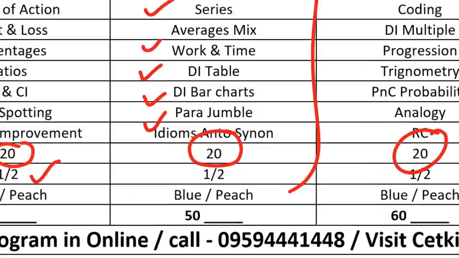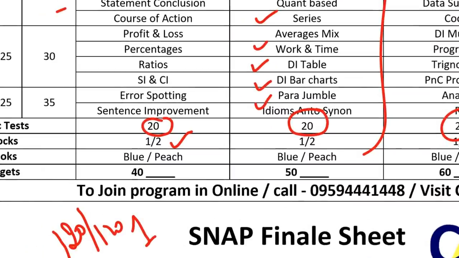Our Cetking blue books or peach books are more than sufficient for this. If you have the olive book also, that will do. Don't study from the CAT books, because CAT is going to be a totally different ball game from the other exams.